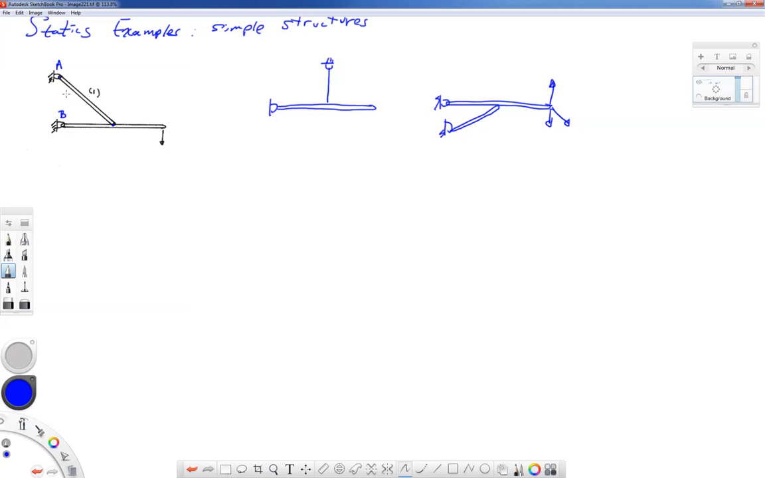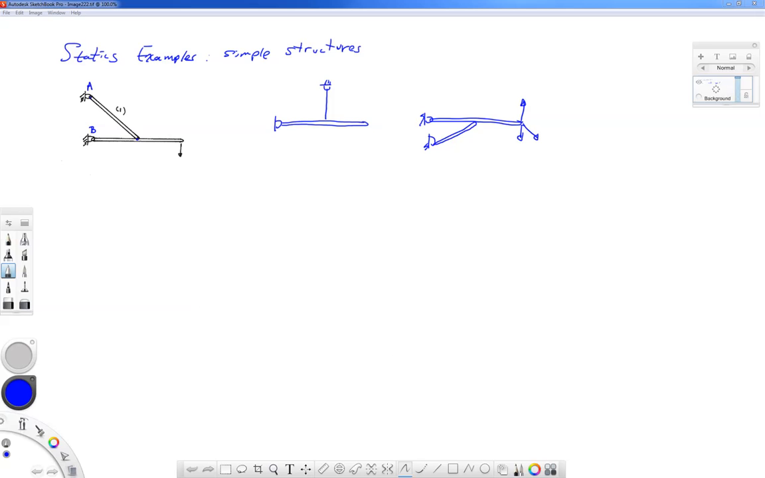So I probably need some dimensions here. So let's just make up a few dimensions. And let's use feet units. So maybe this is 6 feet from here to here, maybe 4 feet from there to there, and another 4 feet to the end.